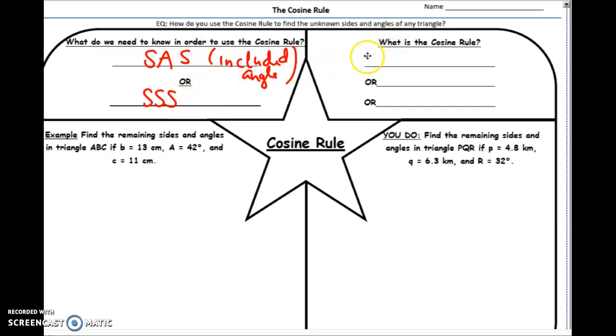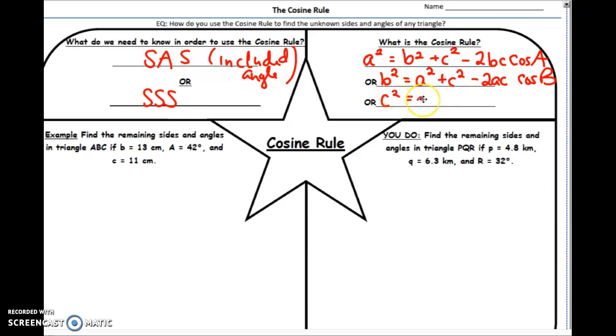So the law of cosines says a squared equals b squared plus c squared minus 2bc cosine of angle A. Now we could also change around what we're given and say b squared equals a squared plus c squared minus 2ac cosine of B. And I could also do this as c squared equals a squared plus b squared minus 2ab cosine C.